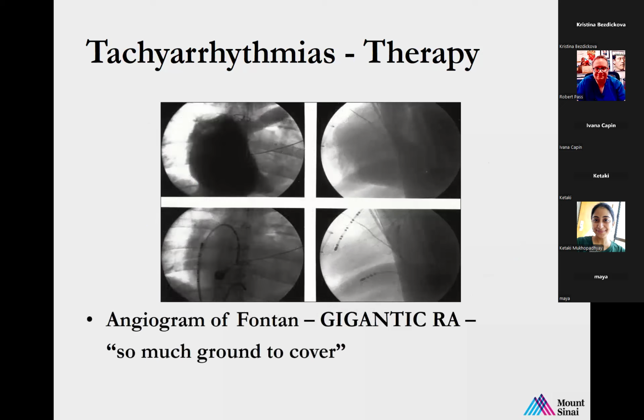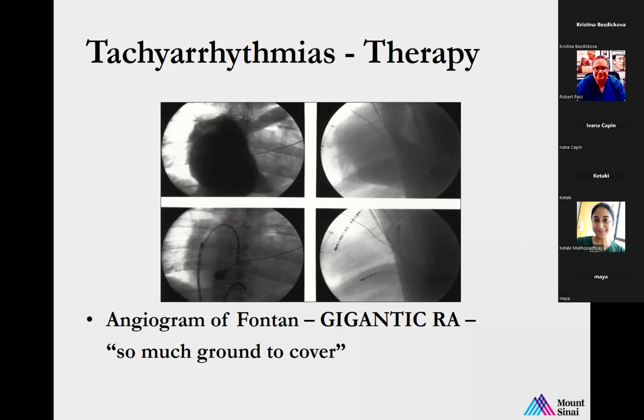Now, when we're talking about arrhythmias in the Fontan patient, this is an example of an old-style Fontan. This is an angiogram showing a gigantic right atrium, and here's the pulmonary artery. If you remember, in the old-style Fontan, the surgeon would literally just close the ASD and attach the roof of the right atrium to the undersurface of the pulmonary artery. Patients would have gigantic right atria, so it was a very challenging procedure because there was so much ground to cover. And the other problem with these particular types of Fontans is that they typically had multiple circuits.